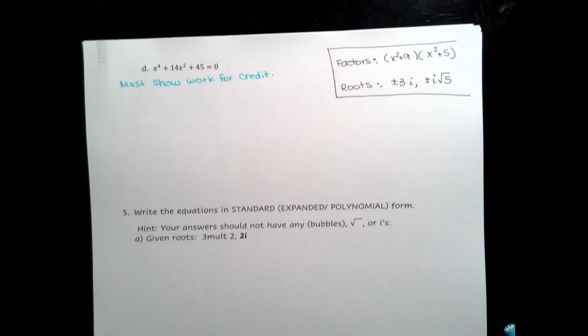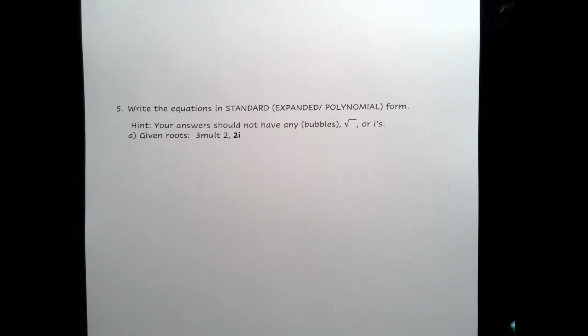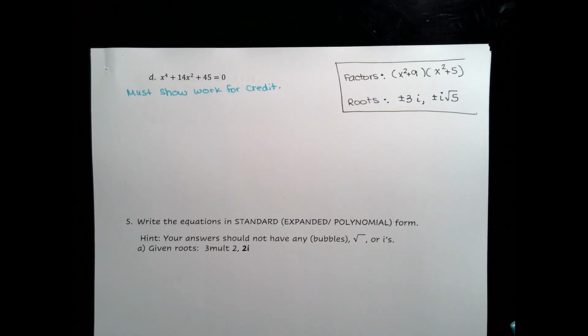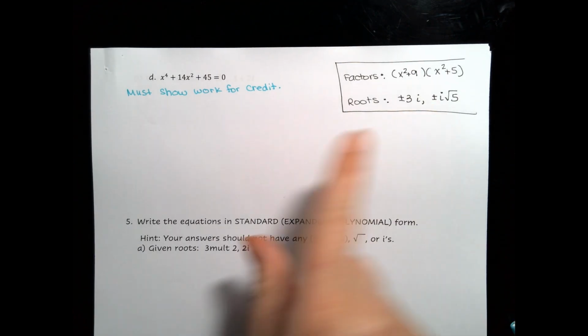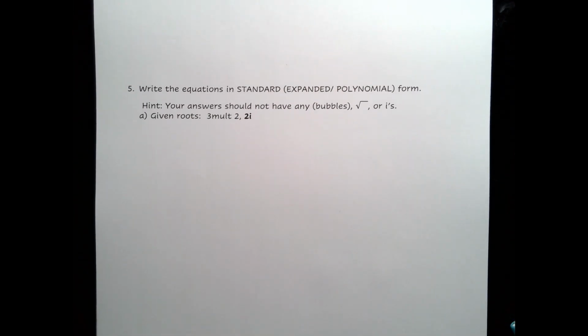Okay. Moving on to question number 5. Actually, that went kind of fast. Okay, make sure you have this and you must show work for credit. Question number 5, write the equations in standard form, which is the expanded polynomial form. So my hint for you is that you should not have any bubbles, square roots, or i's in your answers. If you do, that means you've done it wrong.